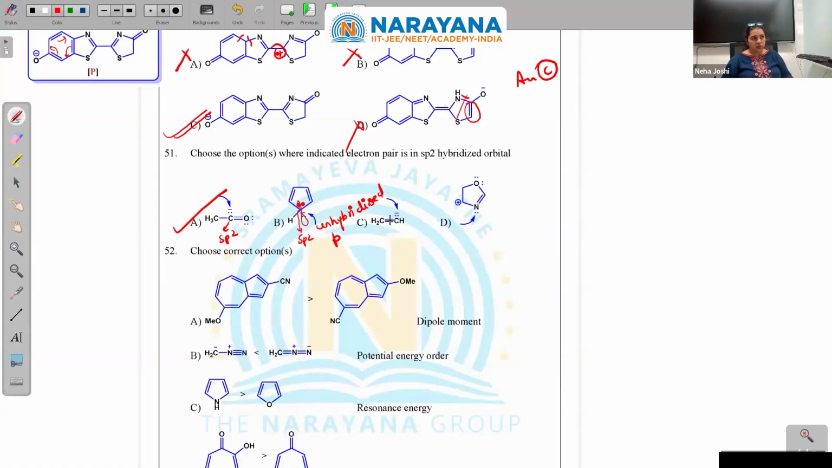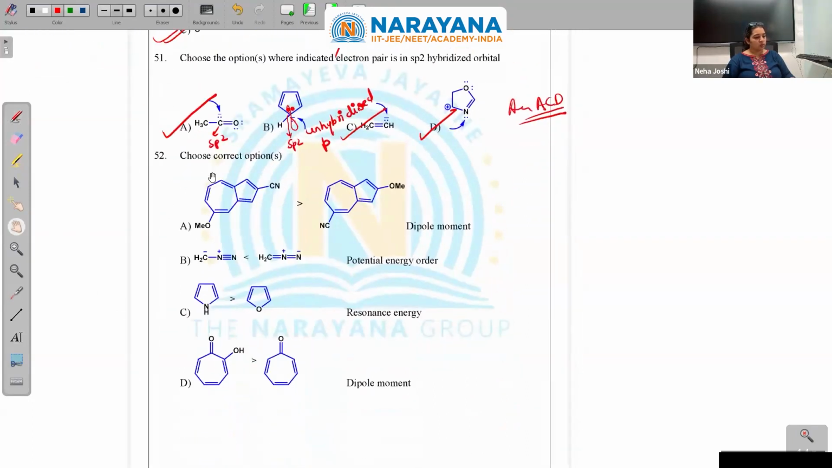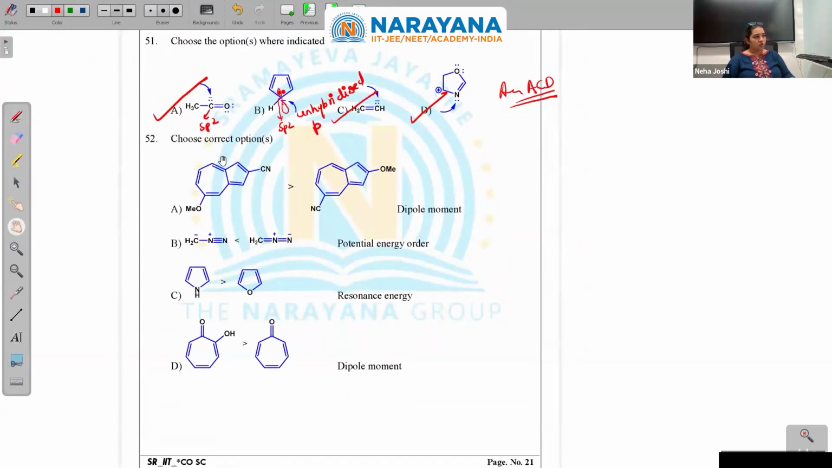This is also non-resonating and 2 sigma 1 lone pair sp2. That is correct. Right? Same is the story with D. So the answer for 51st should be A, C, and D. Right? Moving to 52. Choose the correct option. Dipole moment of this structure is greater than this structure.